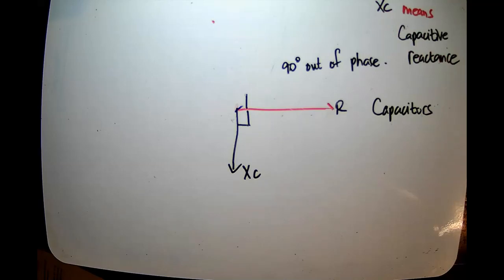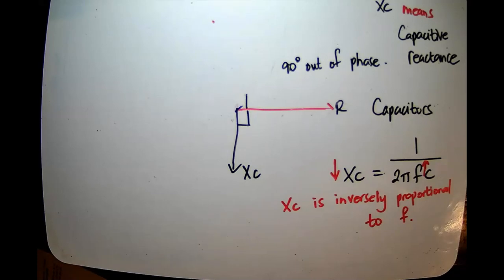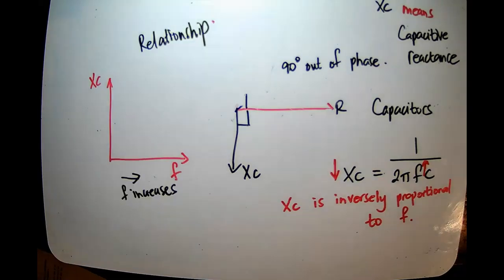XC means capacitive reactance. So the formula here is XC is equal to 1 over 2 pi FC. If C increases, XC will decrease. If F increases, XC will decrease. XC is inversely proportional to F. So if we were to draw this, the relationship as F increases, what would happen to XC? XC will decrease as seen in the diagram on the right. Okay, so as F increases, XC decreases.